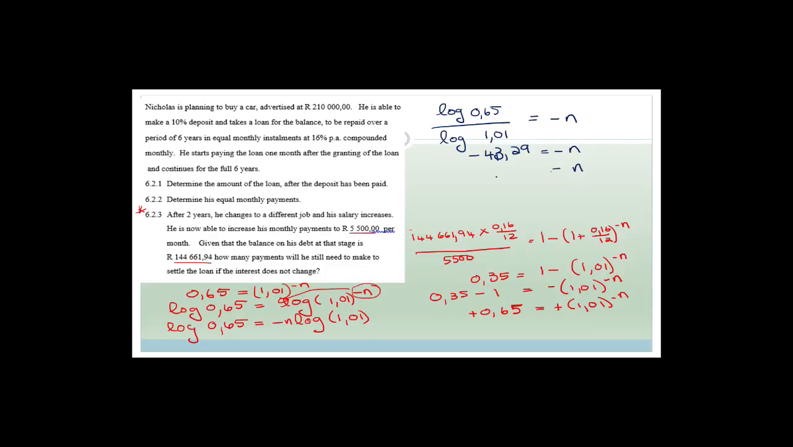So n is going to be 43,29. But you can't have a comma 29 for your payments, so therefore it has to be 44 payments. Because obviously, if you pay 43 payments, you don't fulfill the obligation, so we need to make 44 payments. And there you go, done.